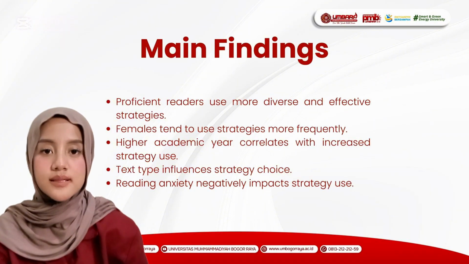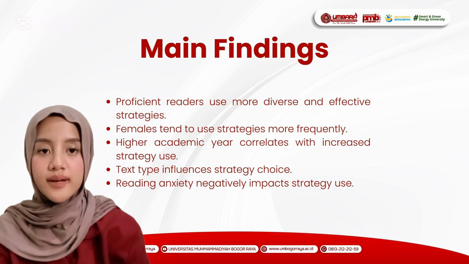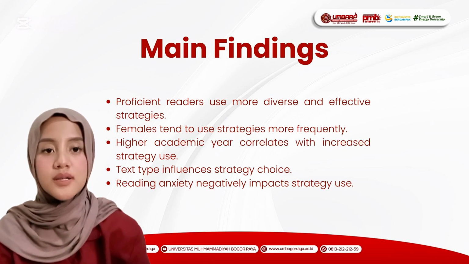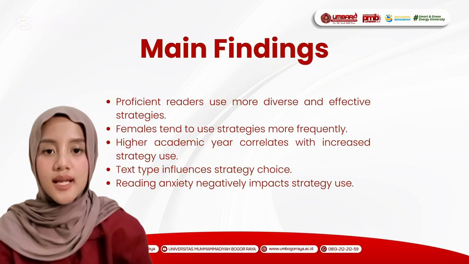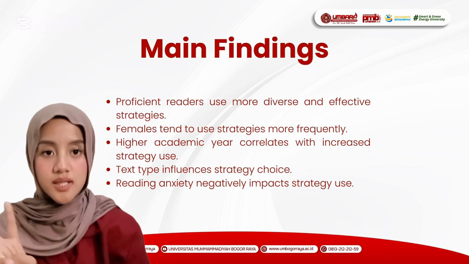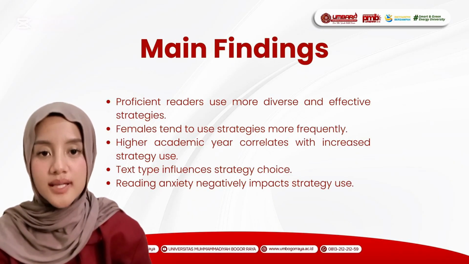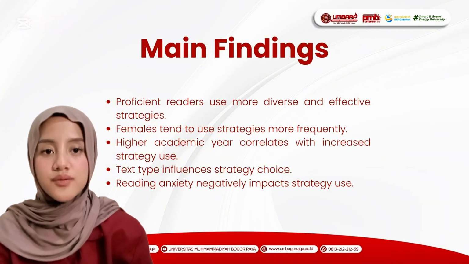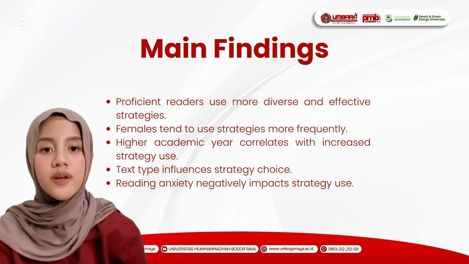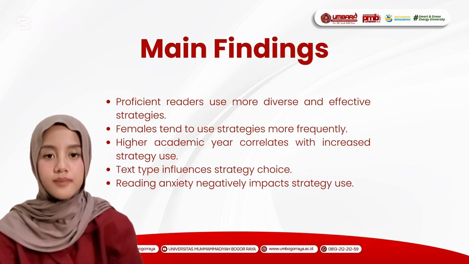Next, main findings. The main findings of this systematic review are very interesting. First, proficient readers use more diverse and effective strategies. Second, females tend to use strategies more frequently than males. Third, higher academic levels correlate with increased strategy use. Fourth, text type influences the choice of strategies employed. And fifth, reading anxiety negatively impacts strategy use.